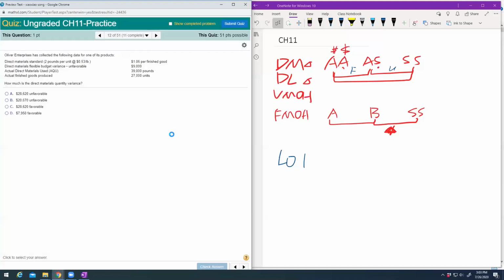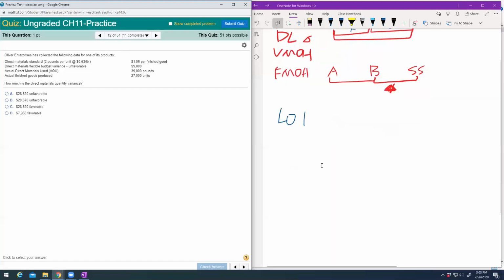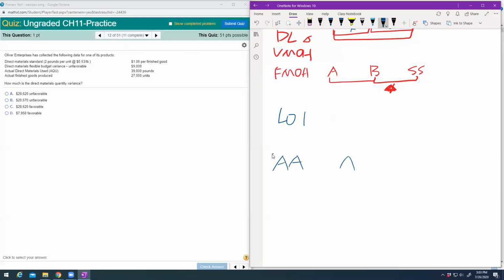Next one. Oh, seems we have a lot of interpretation for direct material. So if you know direct material, you can carry the same logic to direct labor. I think I put a lot of interpretation examples for direct material. So now we want to get calculation, right? So you have an actual and a standard. This one is asking about quantity variance, so I just put it here.